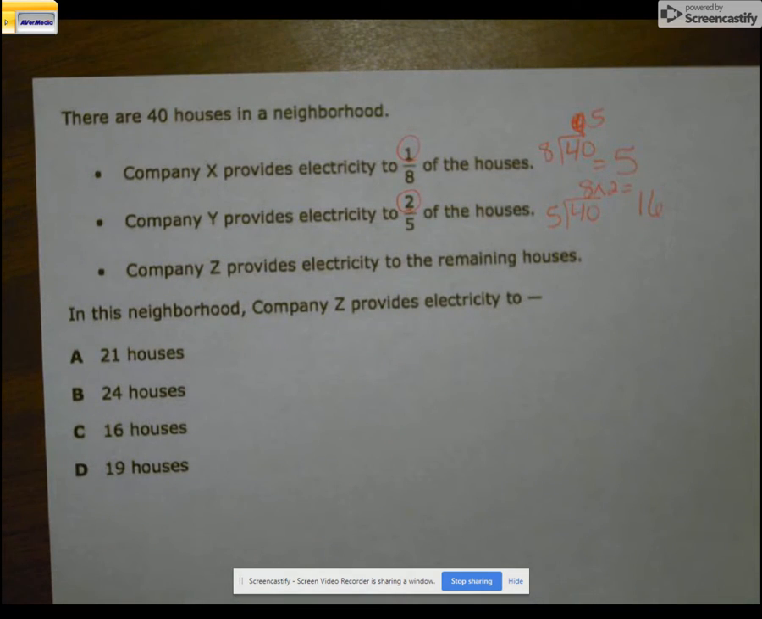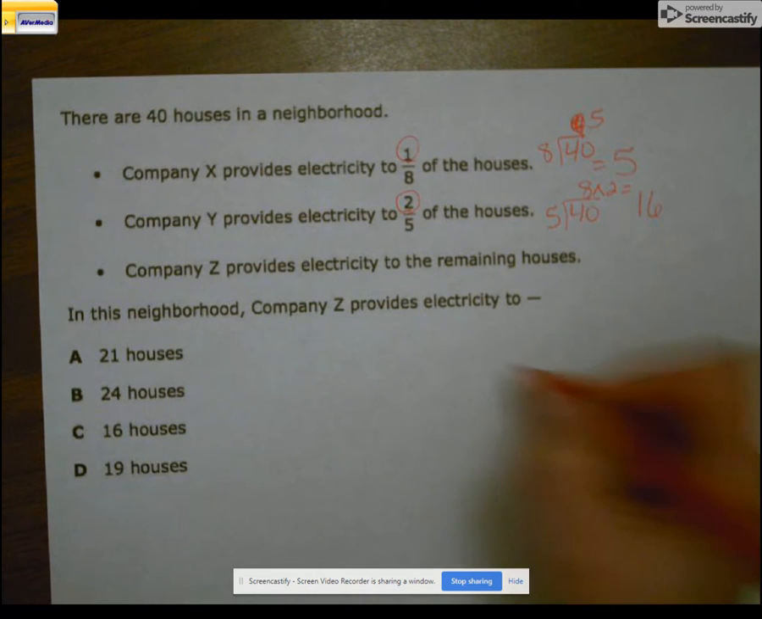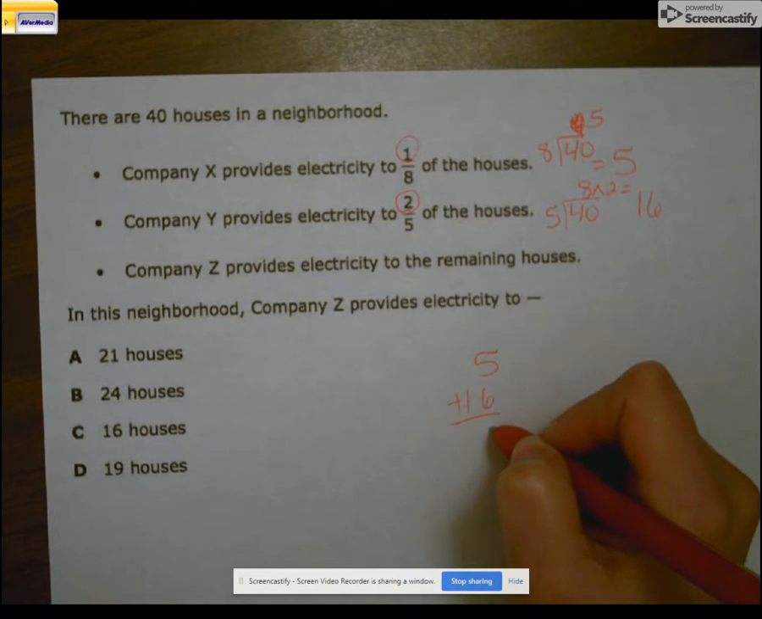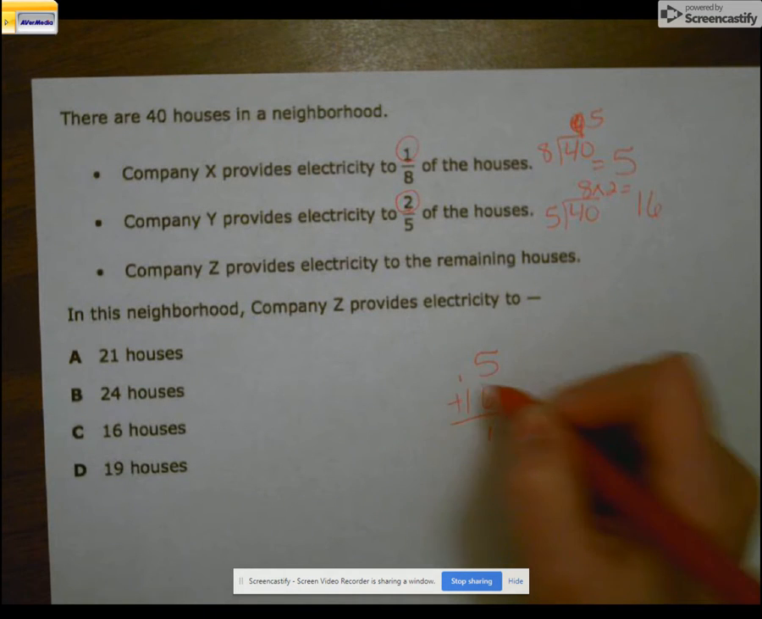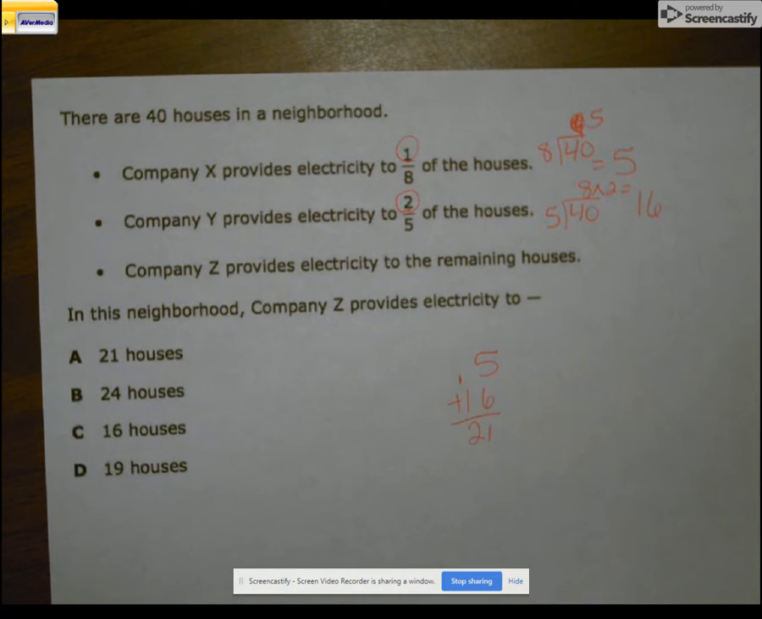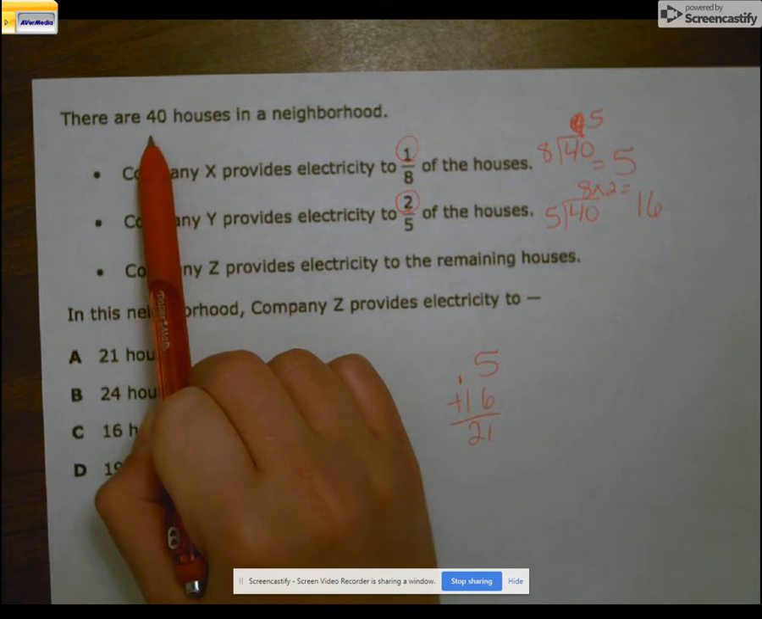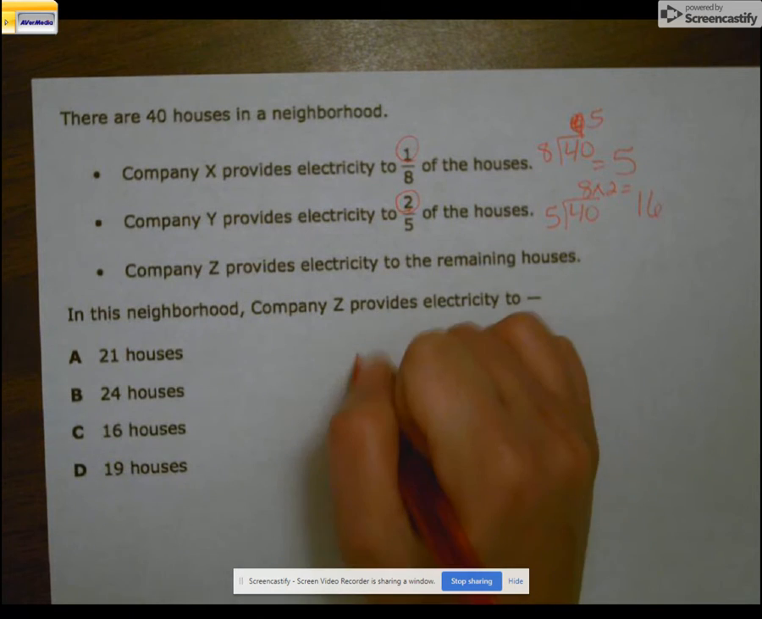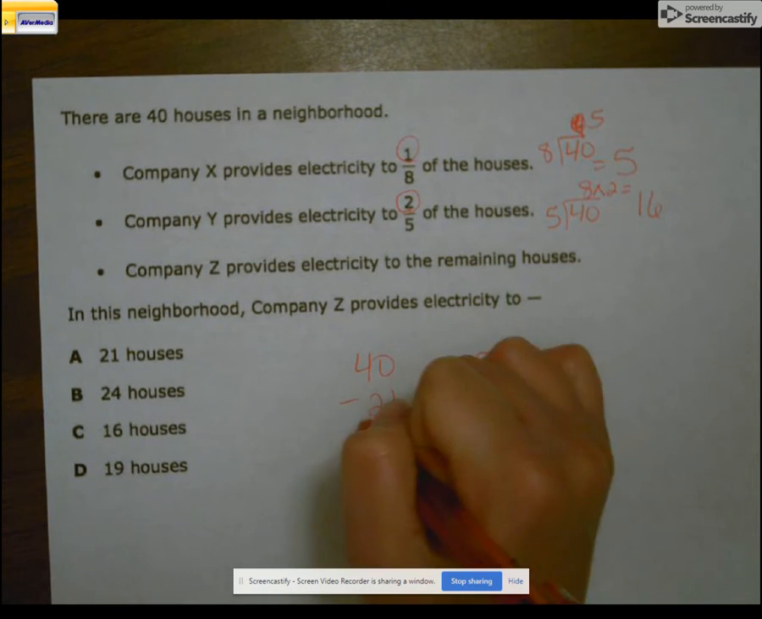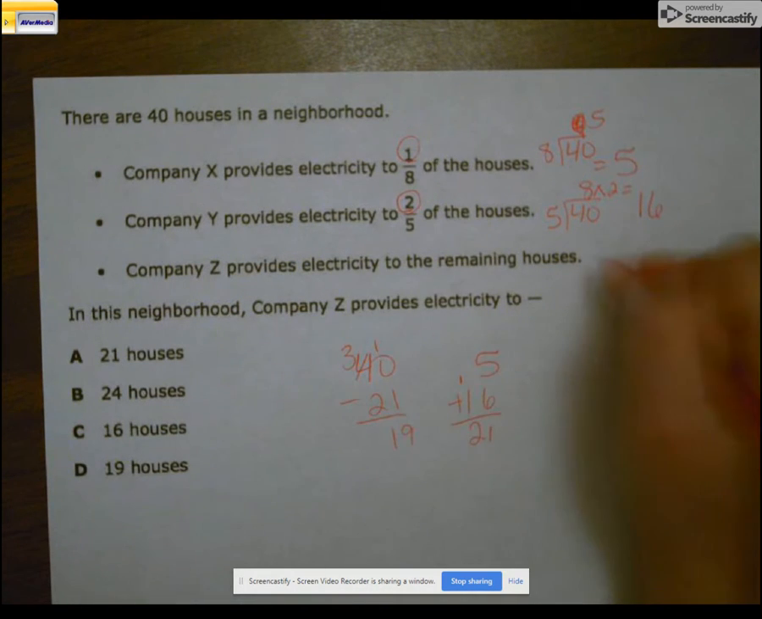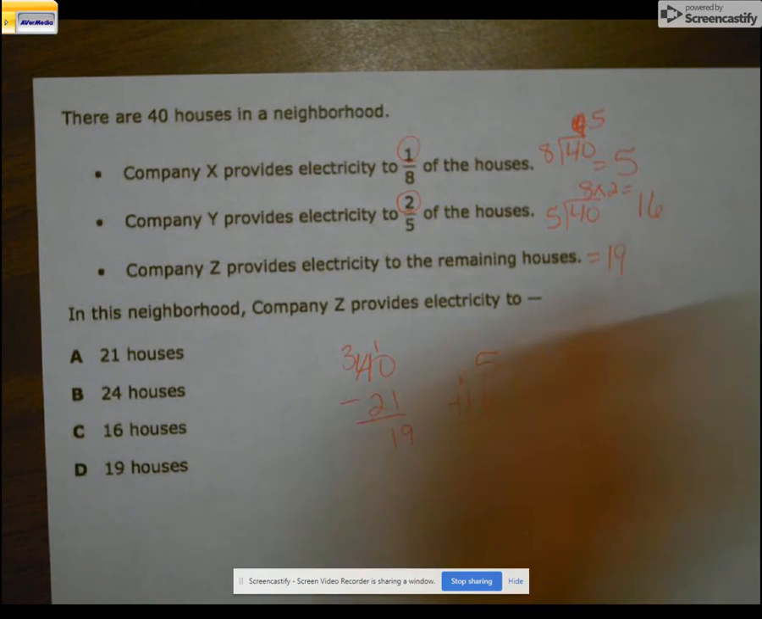So then I need to see, what do I have so far? So 5 plus 16. So I have 21 so far. I need to see how much is left. So 21 houses are already serviced. There's 40 houses total. 40 minus 21. And Company Z has 19 houses.